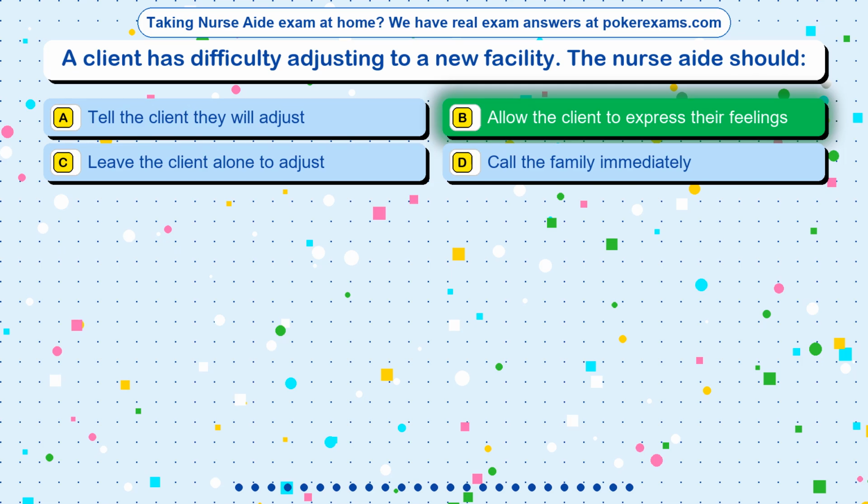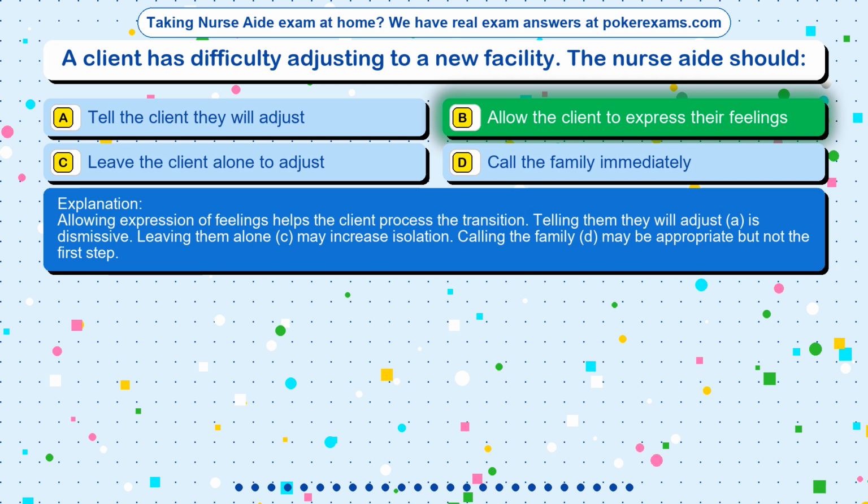The correct answer is option B, allow the client to express their feelings. Allowing expression of feelings helps the client process the transition. Telling them they will adjust, A, is dismissive. Leaving them alone, C, may increase isolation. Calling the family, D, may be appropriate but not the first step.